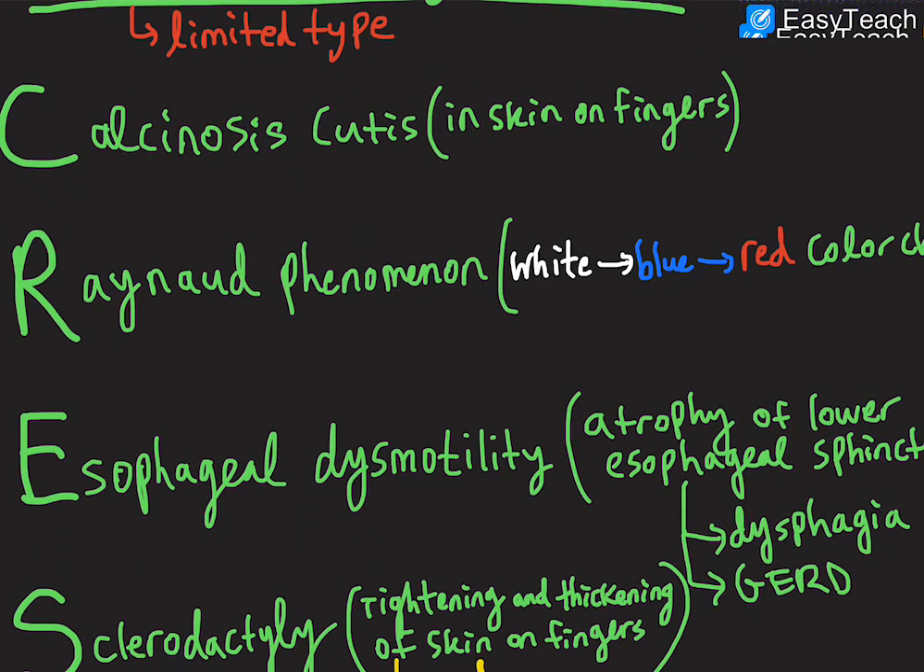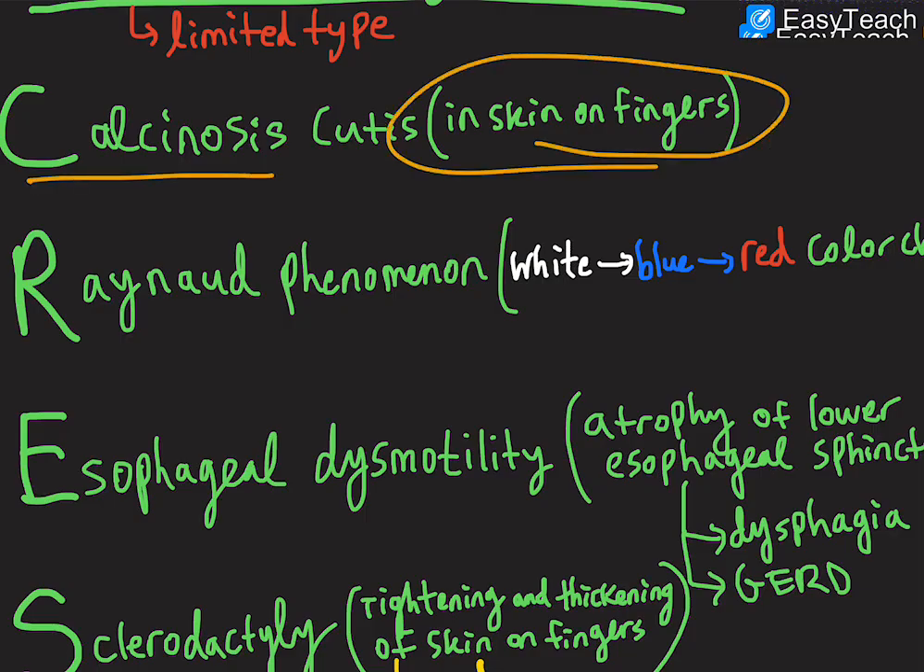So the C is for calcinosis cutis, where you basically see calcium deposits in your skin, in your skin on your fingers, which is called calcinosis. Okay, so that's the first finding.